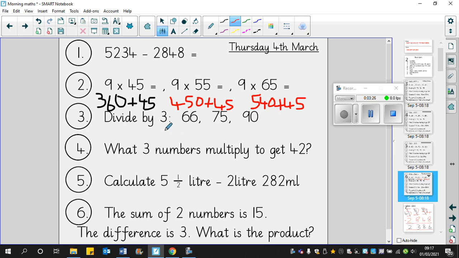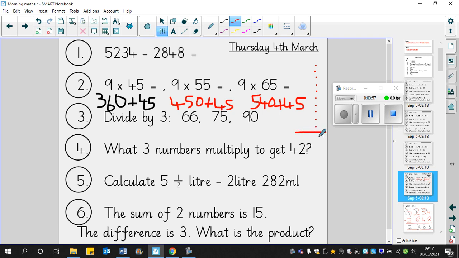Pardon me. On to question 3. So we're dividing by 3, so we divide 66 by 3. Now, a few days ago we looked at an example where you've got quite a high number divided by a low number. So if we count in threes, we go 3, 6, 9, 12, 15, 18, 21, 24, 27 and 30. So you've got 10 lots of 3 there.